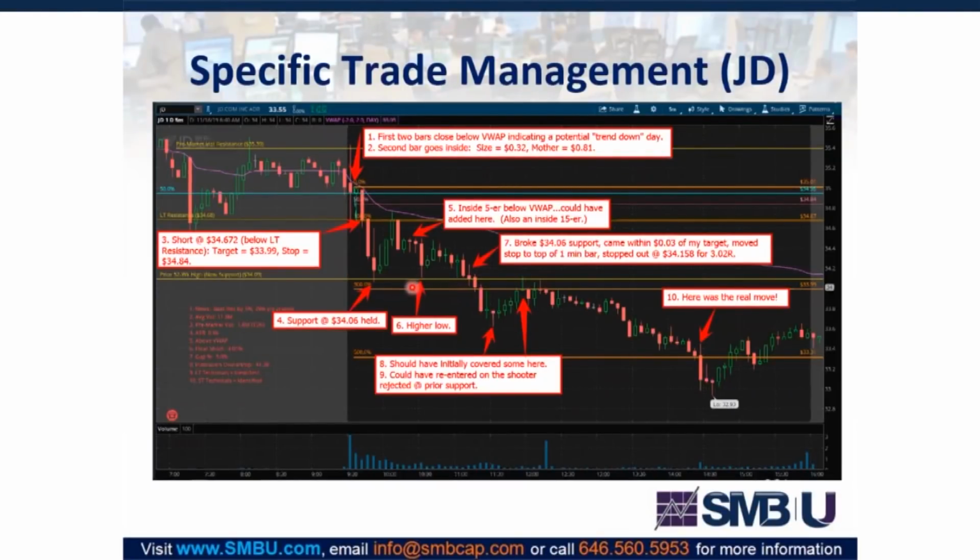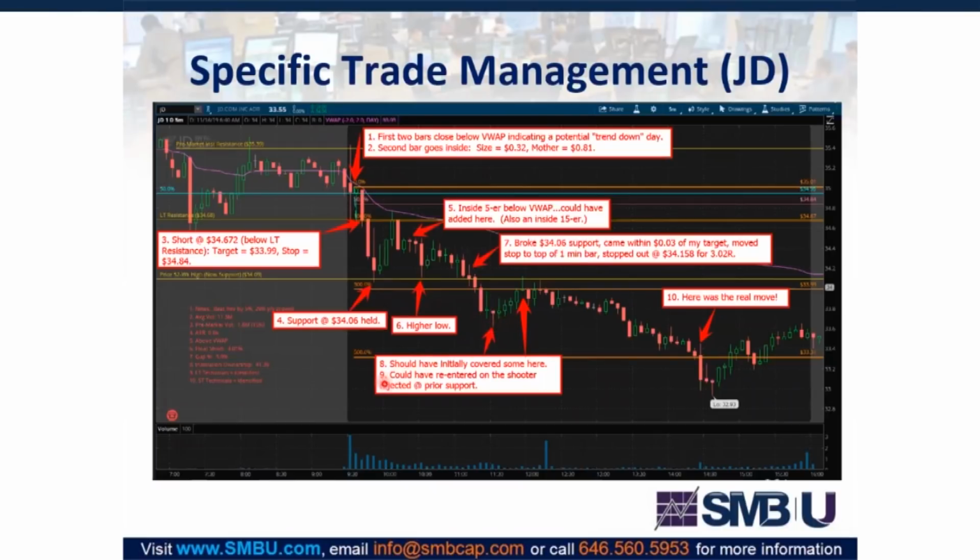Thank you. All right, so where I had left off was at number 7 here, where the 34.06 support was broken. Came within 3 cents of my target at 33.99, and like I mentioned before, I just wanted to have a positive example. So I actually moved my stop to the top of the 1 minute bar. I switched to a 1 minute chart on this, and ended up getting stopped out at 34.16 roughly for a 3-hour gain. But the way in which the trade ended up playing out, there was a nice move below that 34.06 that ended up with a hammer down here in the bottom. And that's a point where I could have covered some right there.